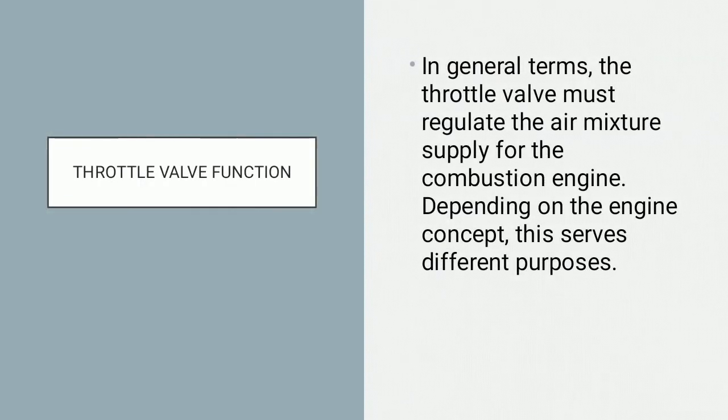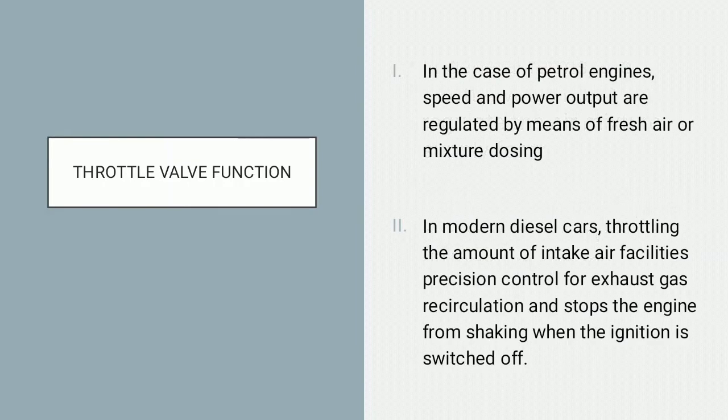As for the throttle valve function, in general terms, the throttle valve must regulate the air mixture supply for the combustion engine. Depending on the engine concept, this serves different purposes. In the case of petrol engines, speed and power output are regulated by means of fresh air or mixture dosing. Meanwhile, in modern diesel cars, throttling the amount of intake air facilitates precise control for exhaust gas recirculation and stops the engine from shaking when the ignition is switched off.